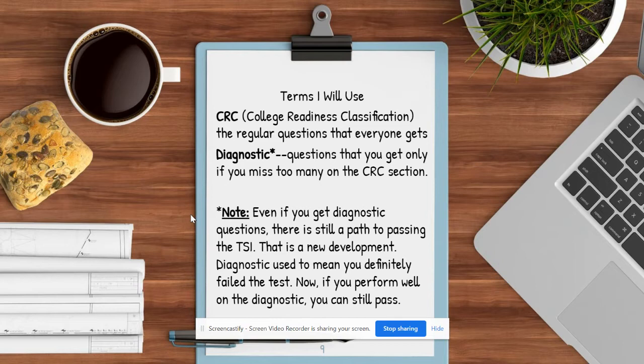Now, on the old TSI, you may or may not know this, but if you got the diagnostic, you failed. There was no point in even really doing the diagnostic questions. That is a change with 2.0. The kids can still pass off their diagnostic score, which I think is a very positive change. So if you see a student get the diagnostic, you just need to encourage them. The downside of getting the diagnostic is, well, the test is longer. You get 48 more questions. Who wants that? Nobody. But they can pass off the diagnostic, and we actually have had kids pass off the diagnostic. They got too low in CRC, but their diagnostic was in the right spot, so they were able to pass that part of the test.